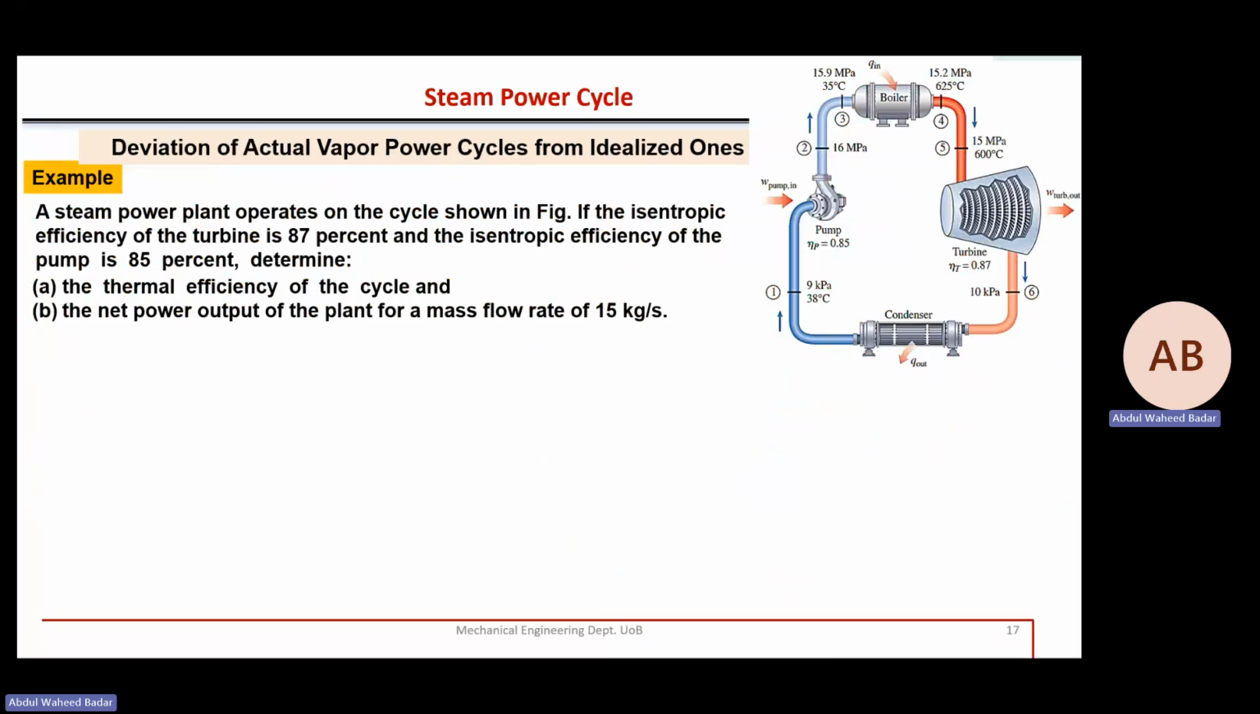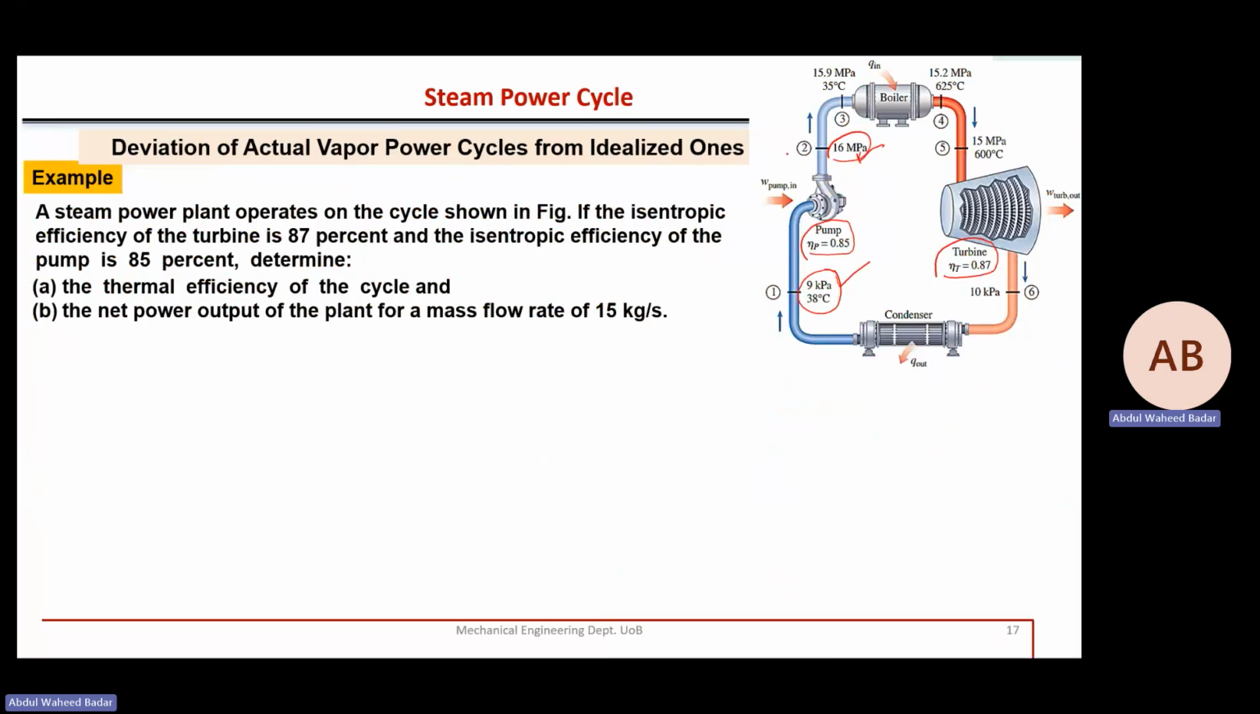Here in this question, the isentropic efficiency of pump and isentropic efficiency of turbine are both given. And here actual conditions at every point are given, at the inlet of the pump, at the exit of the pump. Of course in the pump, pressure rises, temperature remains constant. If he has given some temperature, okay, but otherwise we will assume.